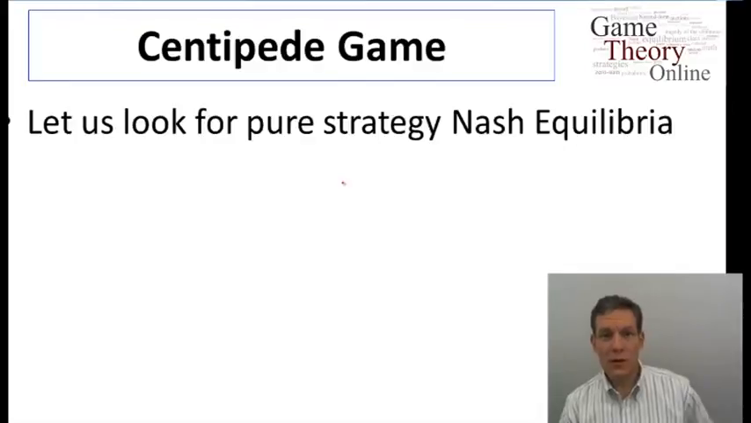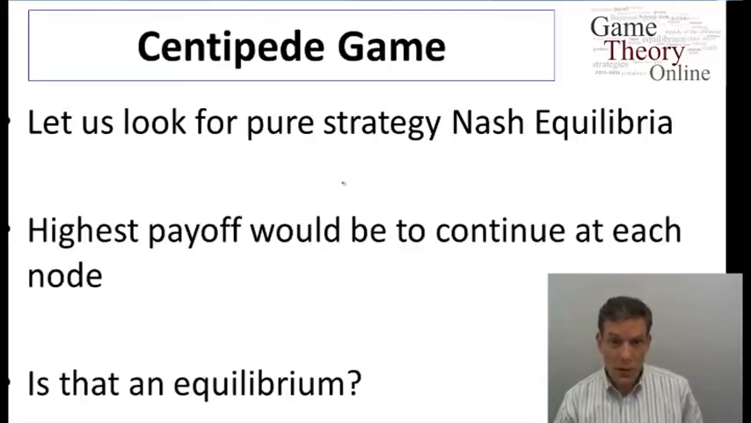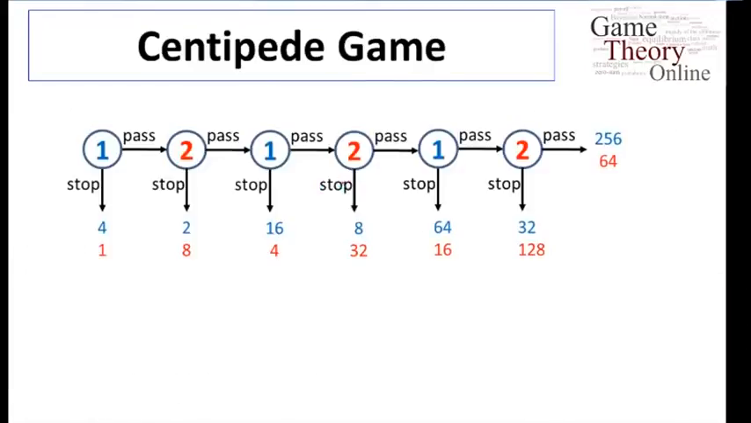In particular, let's look for a pure strategy Nash equilibrium of this game. What do the pure strategy Nash equilibria look like? Well, let's start by trying to figure out whether it would be possible to get the highest possible payoff. Is it feasible for the agents to keep passing all the way to get to the highest payoff, which is a total of 320 if they continue to pass all the way across the game?